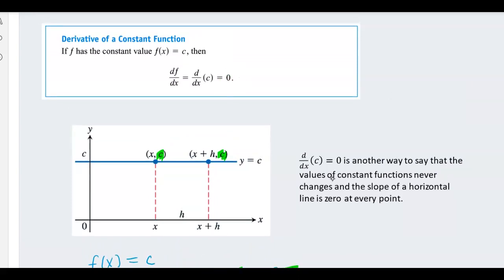So we'll use that when we're taking the derivative of a polynomial. Any constant that's on the end will just sort of be nominal.